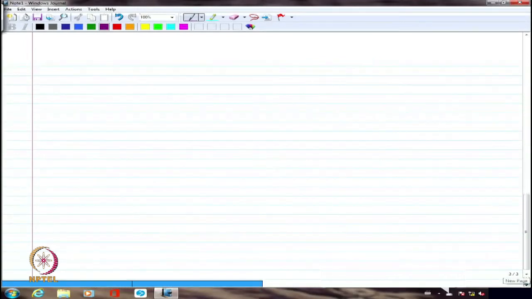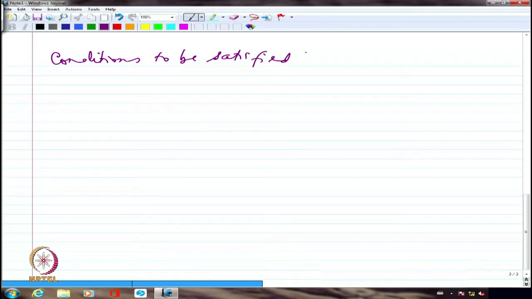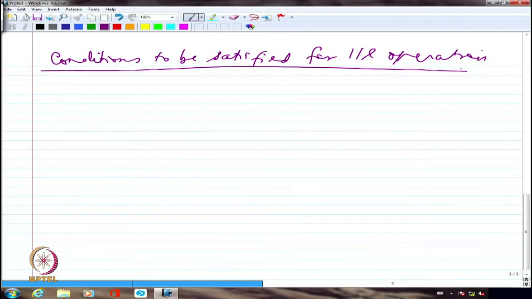So let us try to look at, first of all, what are all the conditions to be satisfied for parallel operation. And please note that what I am showing is a single phase case here, just for simplicity. Otherwise, what we use normally is three phase. All the distribution system, transmission system, everything is in three phase. So whatever we actually do in practice is all three phase, it's not single phase.